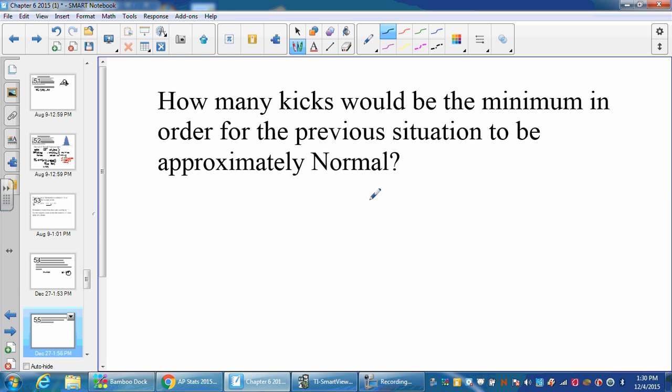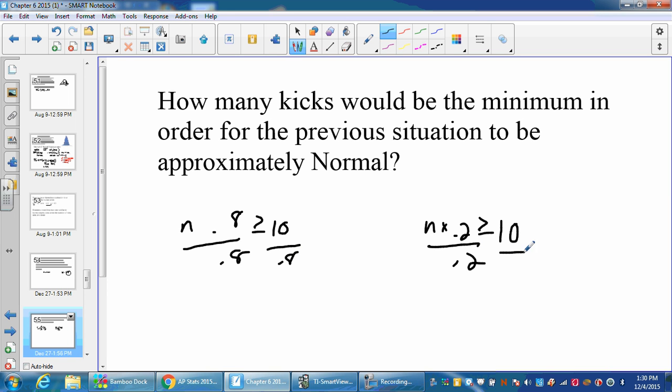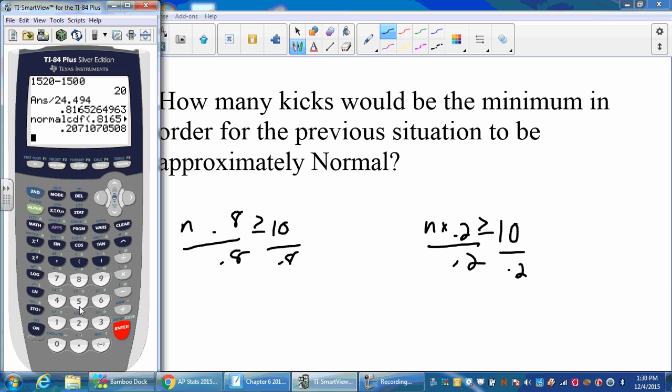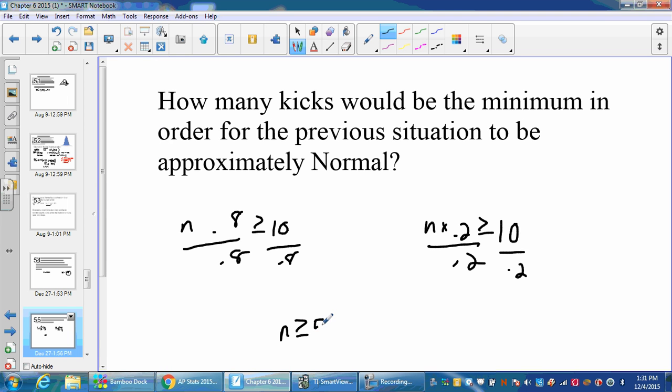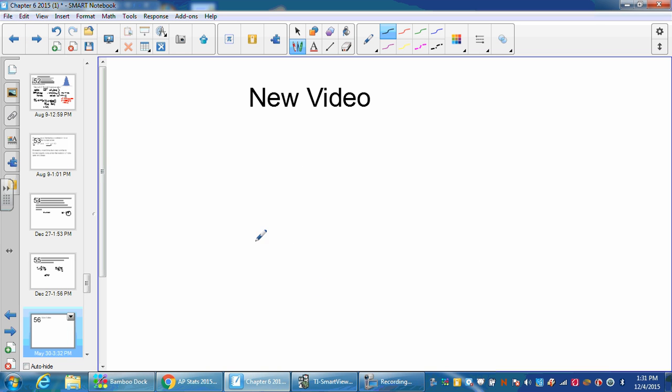So if you want to find out how many you would have to kick, well, with 0.8 as the number, n times 0.2 has to be greater than 10. You divide both of these by your value, and you see which of them is the highest number. So you can take 10 divided by 0.8, and you get 12.5. And you get 10 divided by 0.2, and that would be 50. So n would have to be greater than or equal to 50 in order to use a normal approximation. All right, hopefully you can do it on your own.